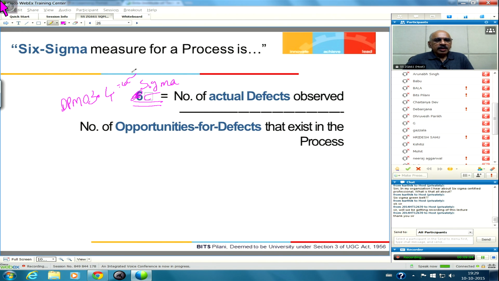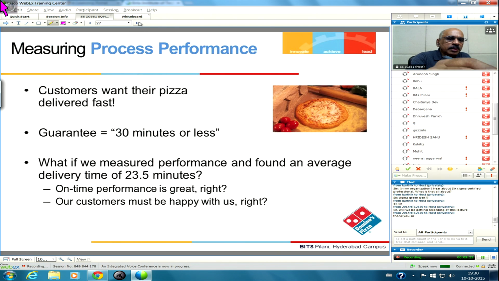So how do you calculate defects per million? Number of actual defects observed over the number of opportunities for defects that exist in the process. If this ratio is 3.4 per million, then you can say Six Sigma. If it is more than that, the sigma level is lower. It may be 4 or 5, and it is not a linear scale. We will see that in subsequent slides.